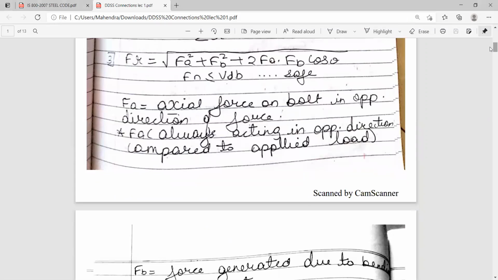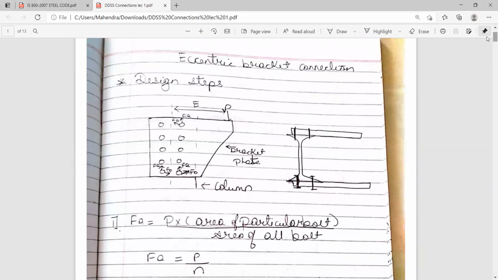Now FA is nothing but the axial force on the bolt in the opposite direction of the force. As you can see in the diagram, here there is FA. Here there is P, that is the axial force acting on this particular bracket. And whatever force acts opposite to it, that is FA. FA will always act opposite to the direction of the axial force. If P is going down, then FA will always go up.